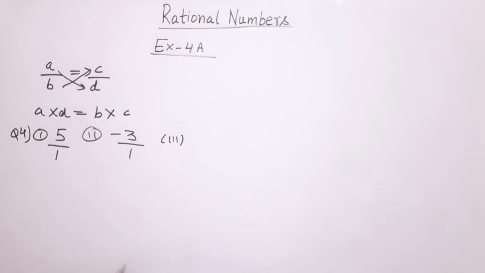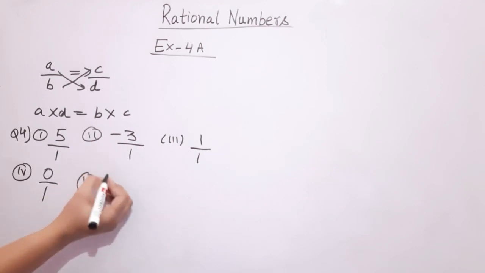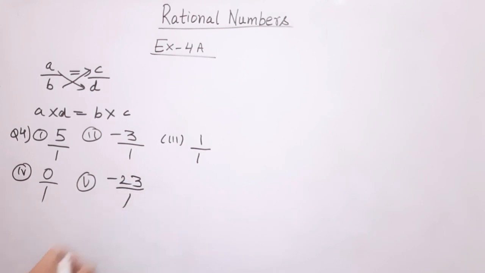Now the next one is 1. So 1 upon 1. 1 is the numerator, 1 is the denominator. Now the fourth option is 0. So it will be 0 upon 1. Now the fifth option is minus 23. So it will be minus 23 upon 1. So this is how we write these numbers in the form of numerator and denominator, and we have expressed these integers as rational numbers because they are in the form p by q, where the value of q is not equal to 0.